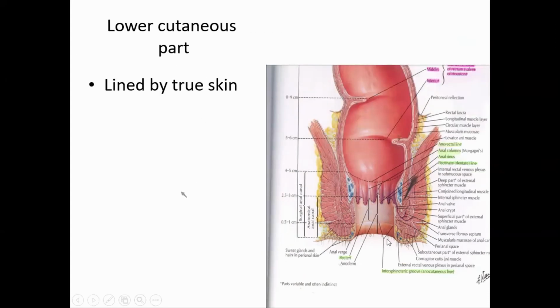Now the lower cutaneous part. It lies below Hilton's line, and it is lined by true skin, meaning the lining epithelium is keratinized stratified squamous epithelium, where sweat and sebaceous glands are present, and it develops from the proctodeum.